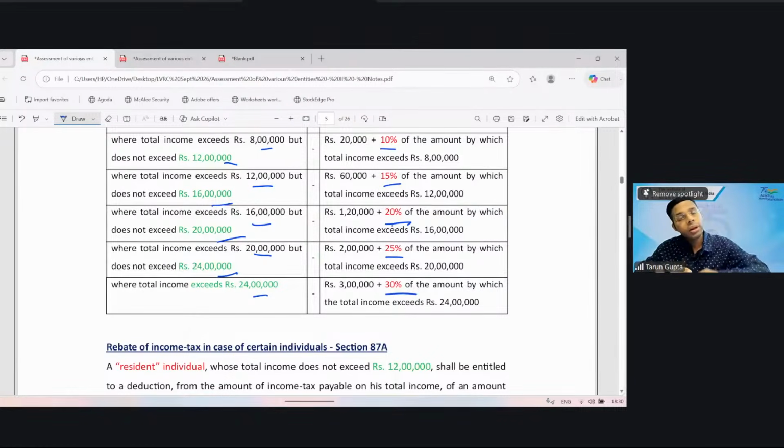This is as per the new tax regime, the default tax regime. The basic exemption limit in the new regime is 4 lakh. And on every increase of income by 4 lakh, there is an increase in tax rate by 5%. So 4 to 8, 5; 8 to 12, 10; 12 to 16, 15; 16 to 20, 20; 20 to 24, 25; and beyond 24, 30%.